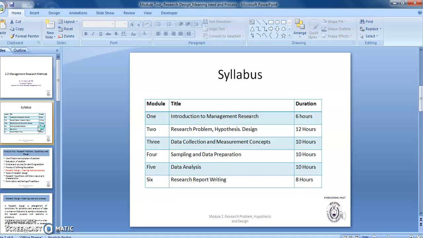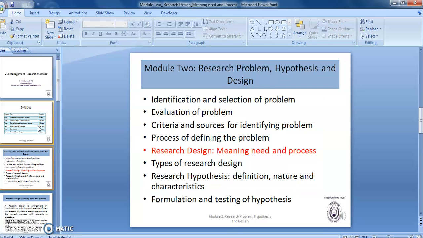So today, a quick recap on what we are doing in management research methods. There are 6 modules: Module 1, Introduction to Management Research Problem; Module 2, Hypothesis Design; Module 3 is Data Collection. Module 4 is Sampling. Module 5 is Data Analysis. And Module 6 is Report Writing.